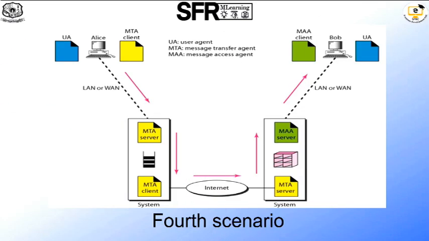Fourth scenario. In this, the recipient is also connected to the mail server by WAN or LAN. After the message has been received, the recipient needs to retrieve it. Here we need another set of client and server agents. The recipient uses a MAA, that is mail access agent, client to retrieve the messages. The client sends a request to the MAA server and requests the transfer of the messages. Here two UAs, two pairs of MTAs and a pair of MAAs is the most common situation today.